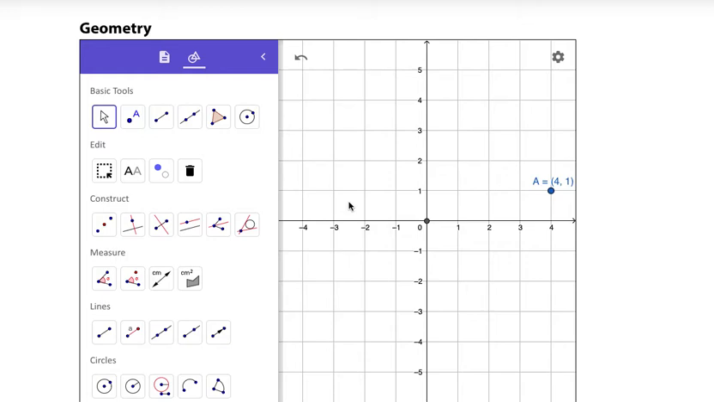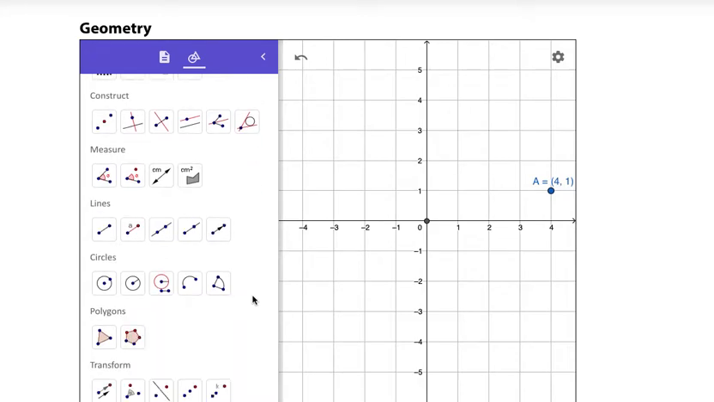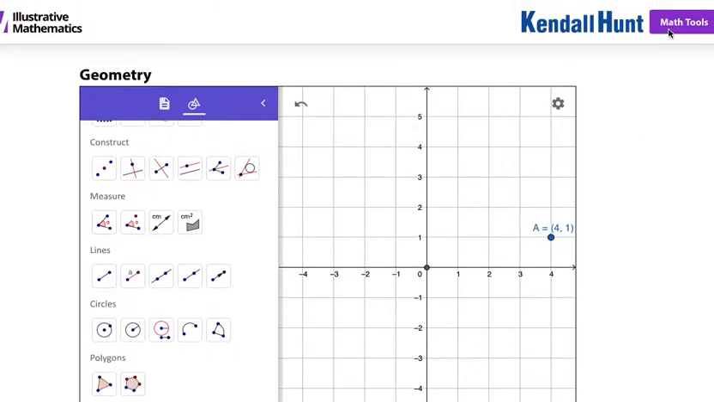Hello everyone. So today I want to go ahead and take a moment to show you how to do transformations in the coordinate grid, and we are going to focus specifically on rotations today. So I am here in the geometry tools through GeoGebra. They are embedded into our course, into Illustrative Math Geometry, under that Math Tools tab up here at the top.